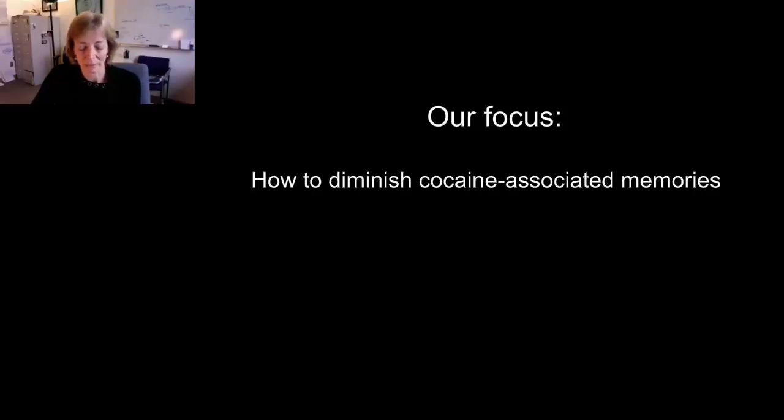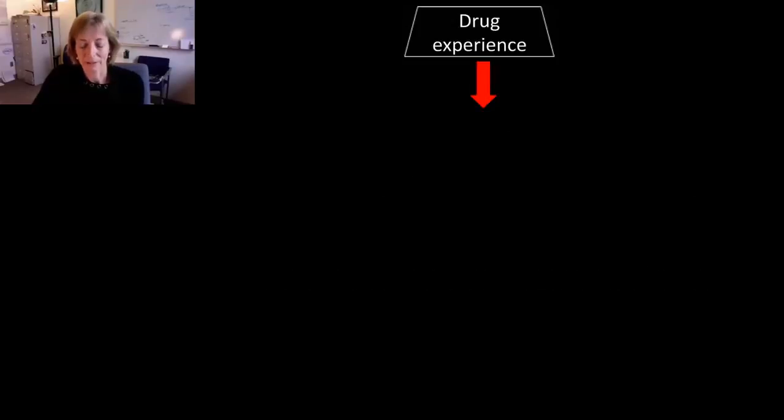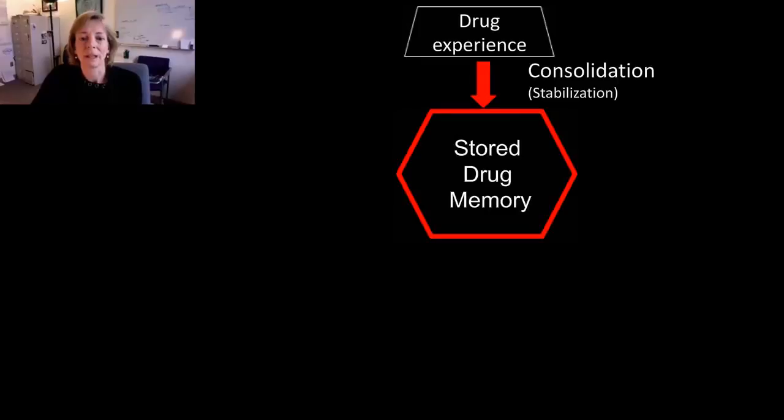To think about how to diminish memories, we have to take a look at how memories are consolidated and reconsolidated. In other words, how they're acquired when they're initially consolidated somewhere in the brain, likely many locations in the brain, and then also how these memories are maintained by the process of reconsolidation. To look at these processes, take an example of a drug experience that is consolidated or stabilized somewhere in the brain or in multiple parts of the brain, and I just call this a stored drug memory.